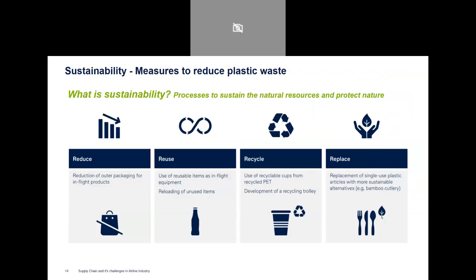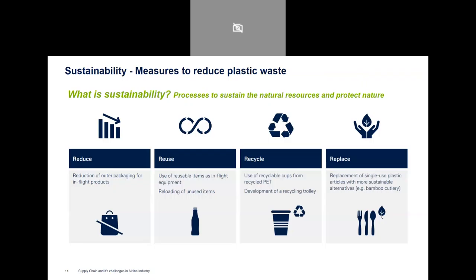So sustainability means the process to sustain the natural resources and to protect the earth. As I mentioned before, reduction in pollution, usage of renewable energy sources, and reduction of plastic usage are some of the topics which come under the sustainability topic.